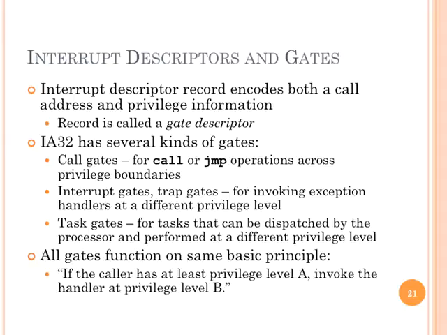And these gates are very simple. Remember, they have a start protection level, an end protection level, and the address that you want to transition to. So if the caller has at least privilege level A, jump to the handler at privilege level B. That's basically all the gate does. Okay?